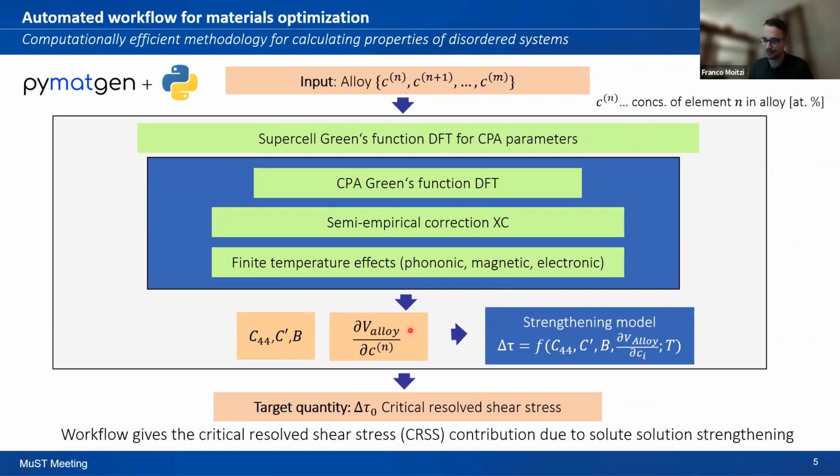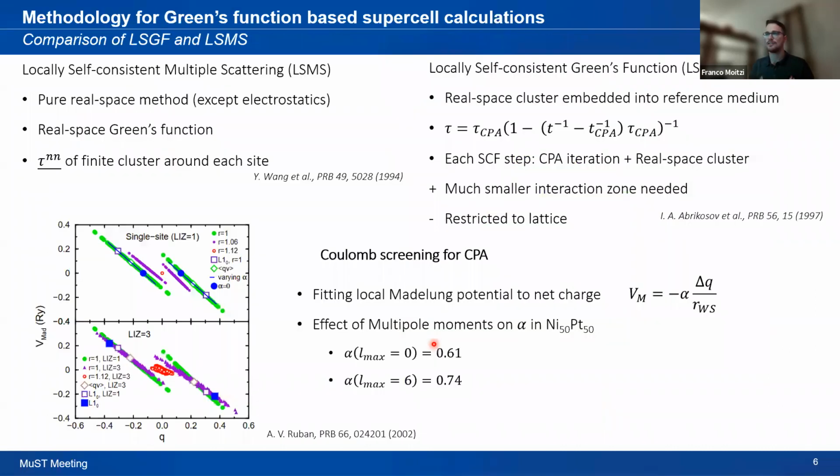And actually, also this quantity, which is used for the strengthening model, is the dependency of the equilibrium volume on the variation of the concentration components. And the target quantity that we get from our workflow is this critical resolved shear stress. Okay, so in our group we use a slightly different methodology than LSMS to perform our alloy calculations.